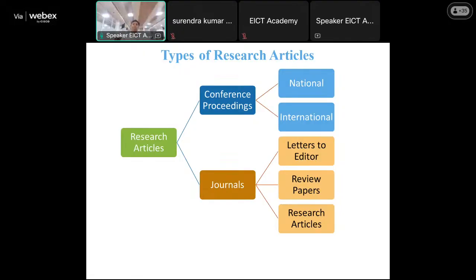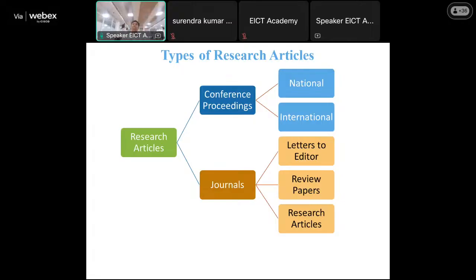Okay, I believe there is a separate lecture on review papers, where the details will be discussed. And the third one is a research article. When I say a research article, I am proposing some novel methodology. Most of the time, 80 to 90% of papers fall in this category only.